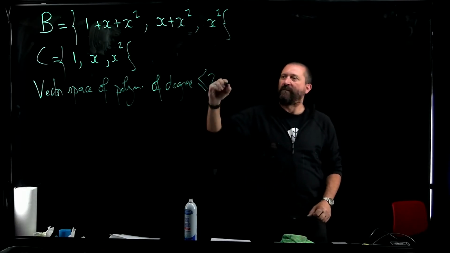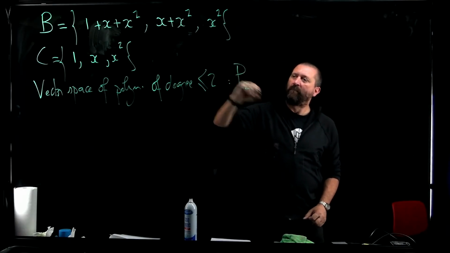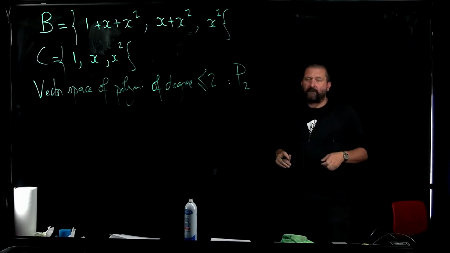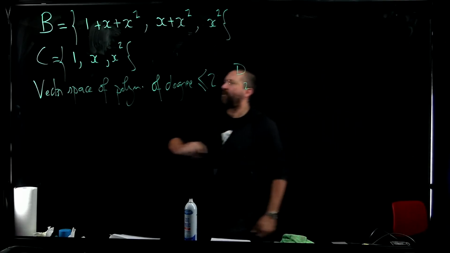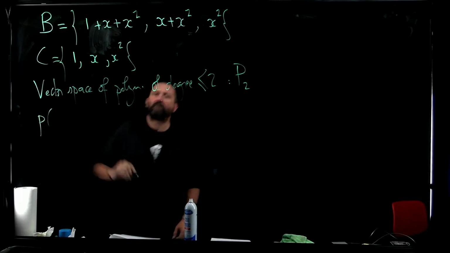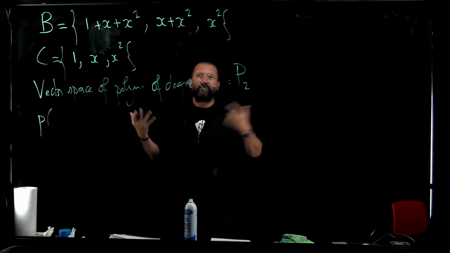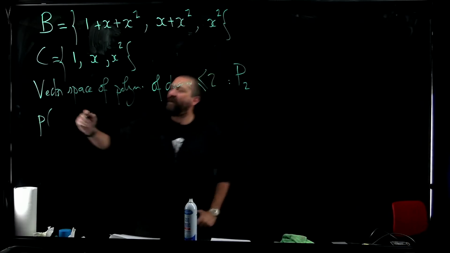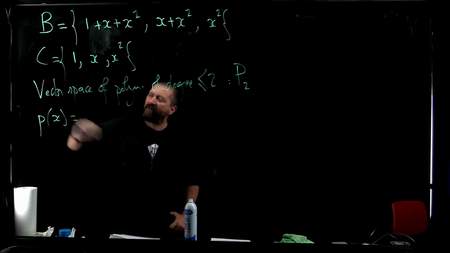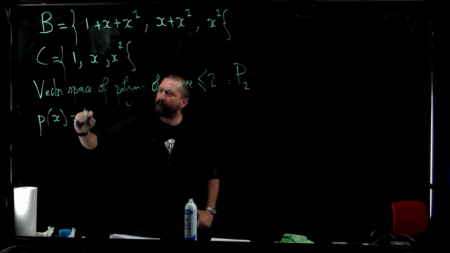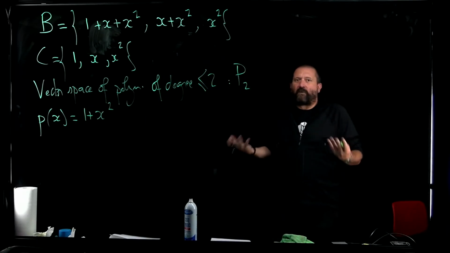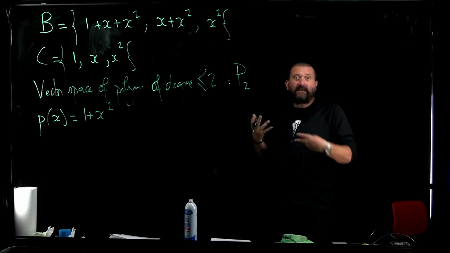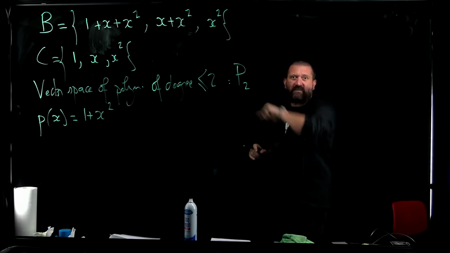And we denote this vector space typically P2. A point in P2 is therefore any polynomial of degree less than or equal to 2. So I'm going to take a point here, and instead of writing it U, etc., like we do for the others, let's write it P of x. So P of x, I'm going to take 1 plus x squared. So that's a quadratic, and it's an element in this space.